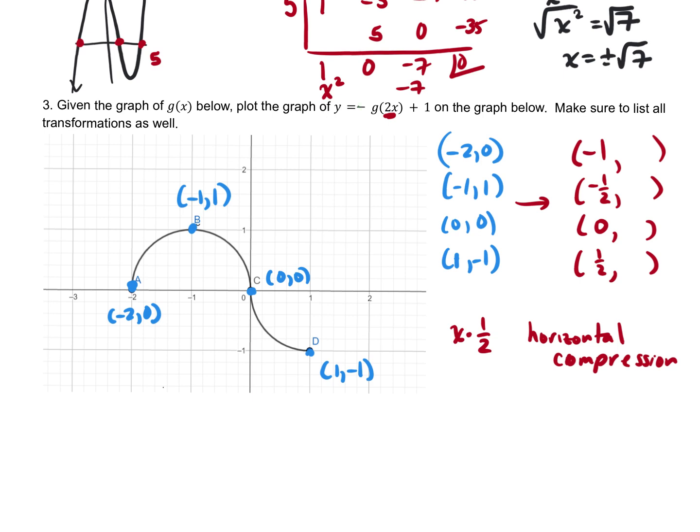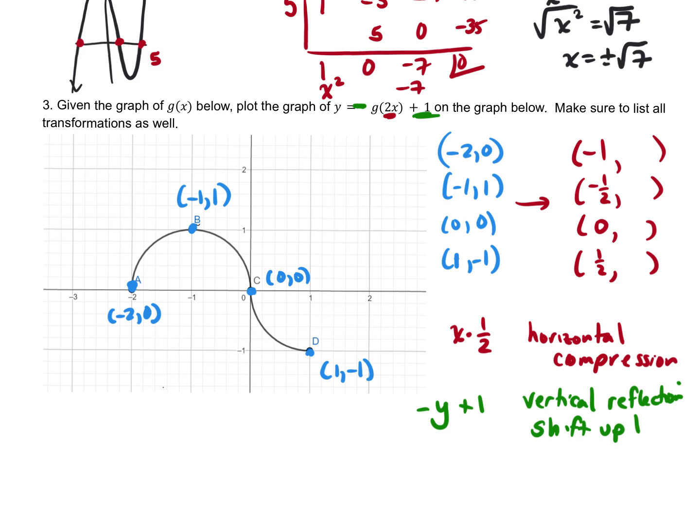Now for the y's, I have this negative sign out front, and then I have this plus 1 on the outside. The negative is a vertical reflection; it's going to go over the x-axis. And the plus 1 is a shift up 1. So the y will turn negative, and I will add 1 to it. We're always just trying to get the rule for the x's, which is what happens on the inside, and the rules for the y's, which is everything that happens on the outside.